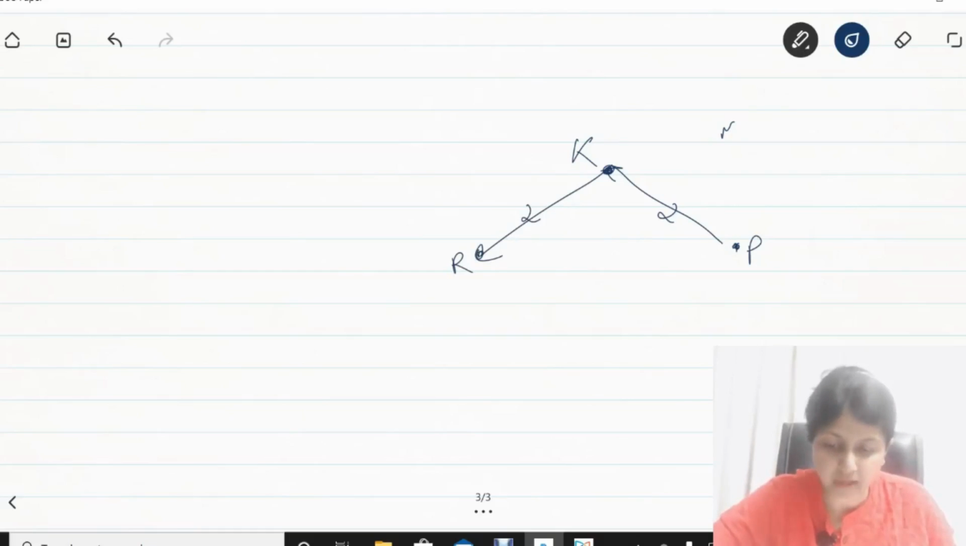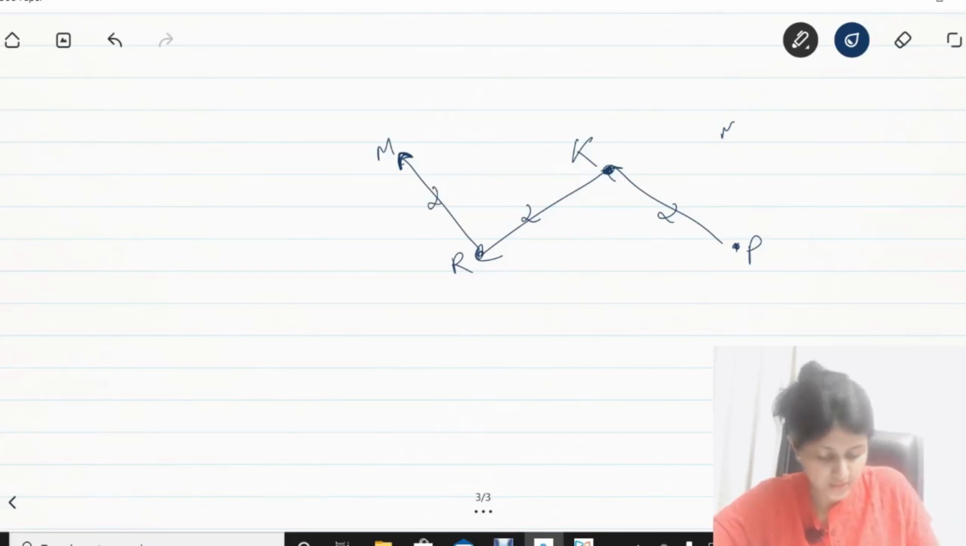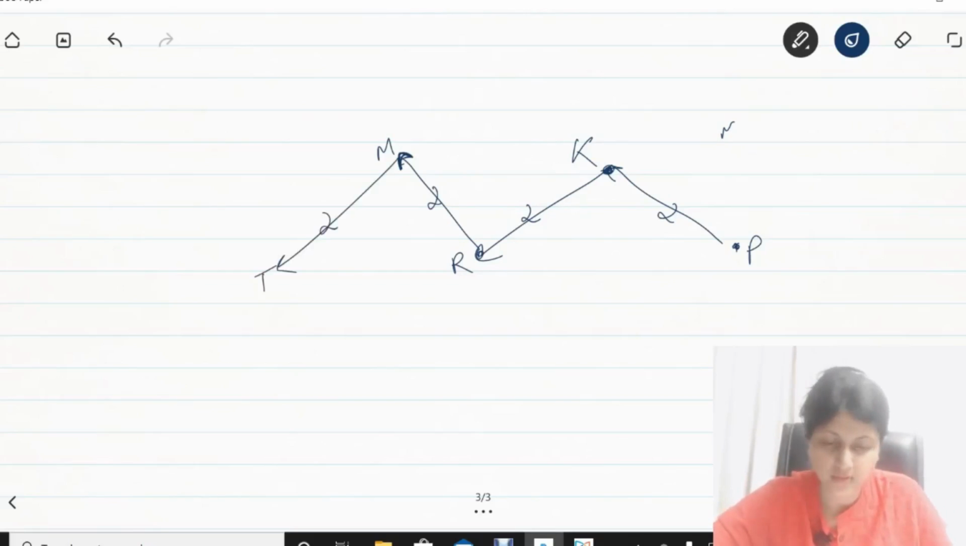M is another place that is located 2 kilometers away in the northwest direction from R. North is here, west is here. 2 kilometers away is another place M. T is yet another place that is located 2 kilometers away in the southwest. South is here, west is here, southwest direction T.